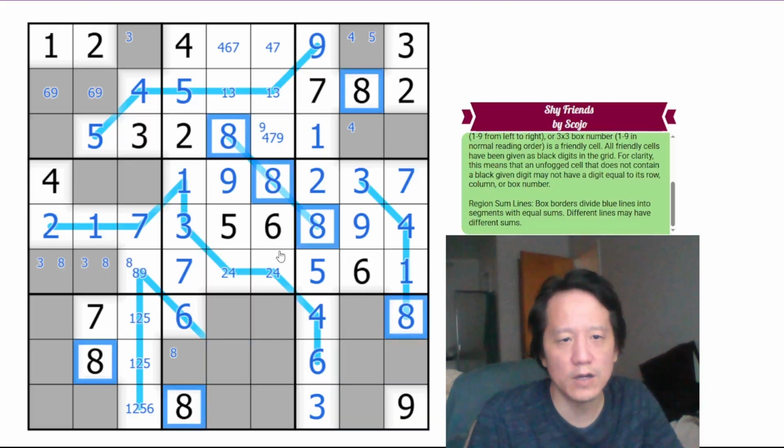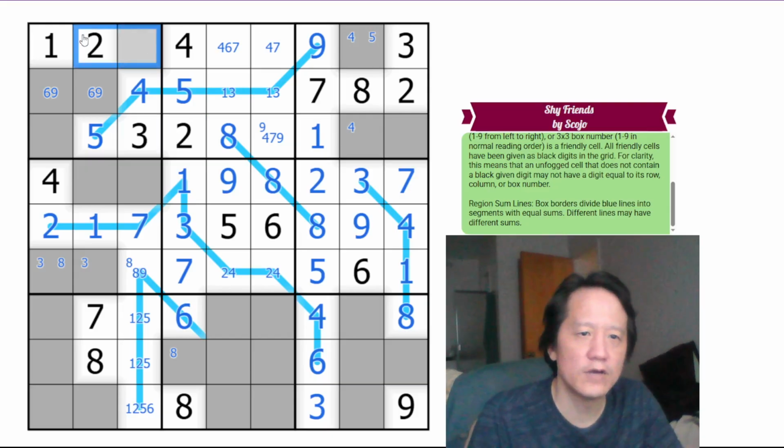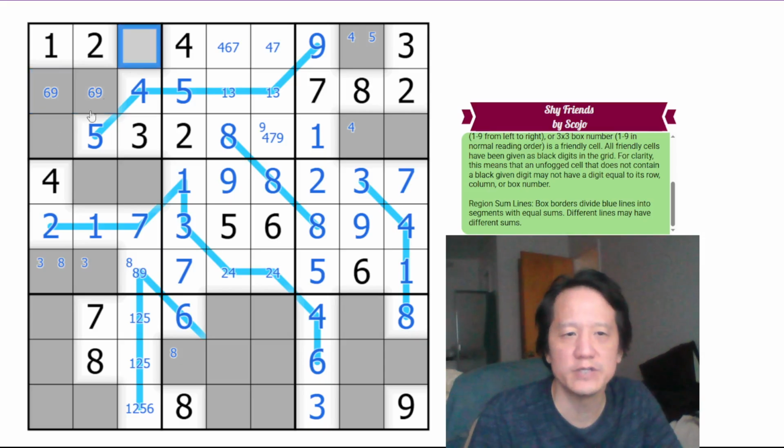We have 8 cannot be here anymore. This can't be 3. We have in box 1 a 7-8 pair because we have the 6-9 pair here, which eliminates 6 and 9 in the rest of the box. So this is 7 or 8. This can't be 7 because of the 7 in the column. So this must be 8, which makes this 9.